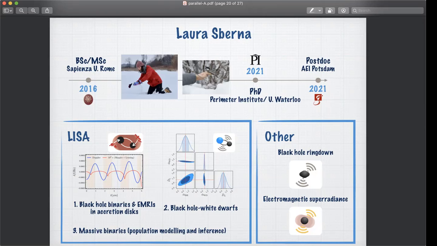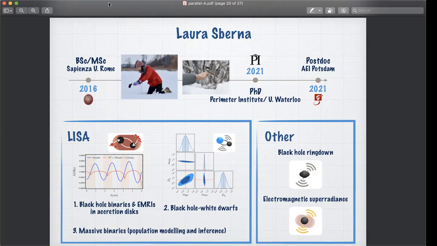Yes. So finally, another source where, of course, astrophysics is very important are the massive binaries. And I've recently started looking into these with, in particular, the idea of inferring the population characteristics of these binaries using future LISA observations.